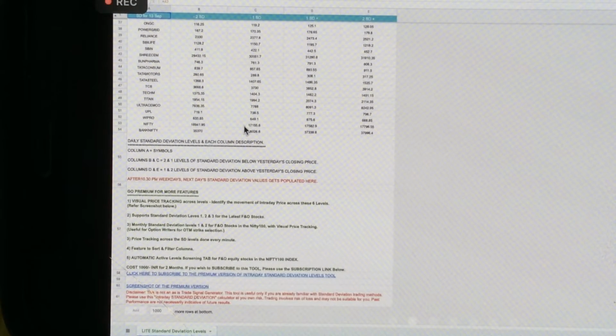17,155 minus 214, we will be getting 16,941, right? And if we subtract 214 from that, it will be 16,727. 16,727 will be three standard deviations on the downside, and on the upside it will be similar.